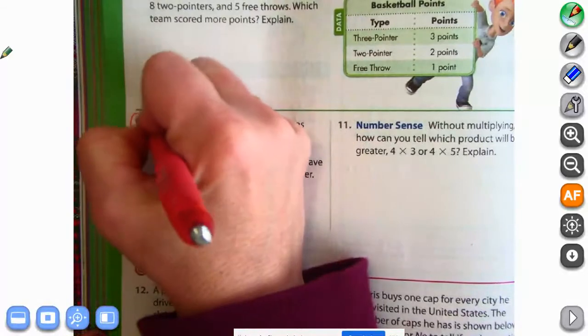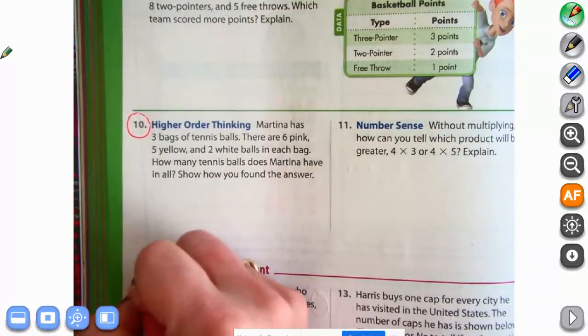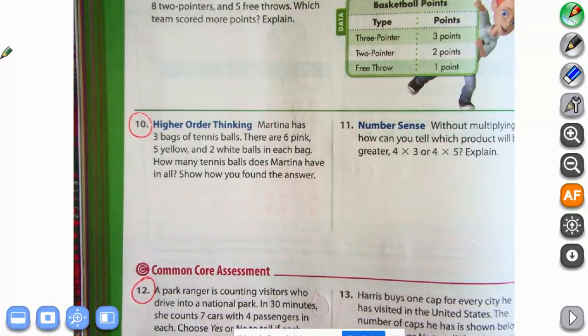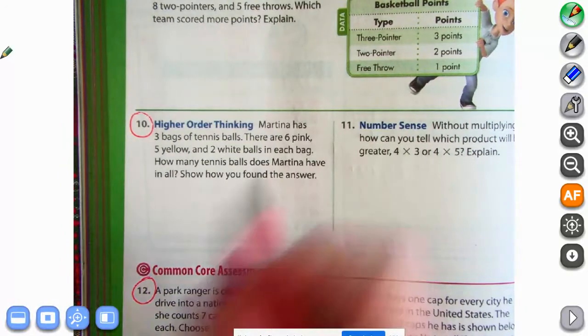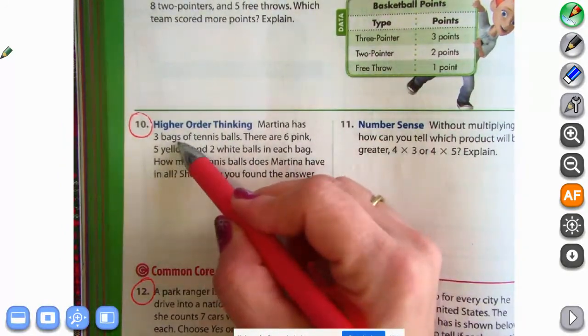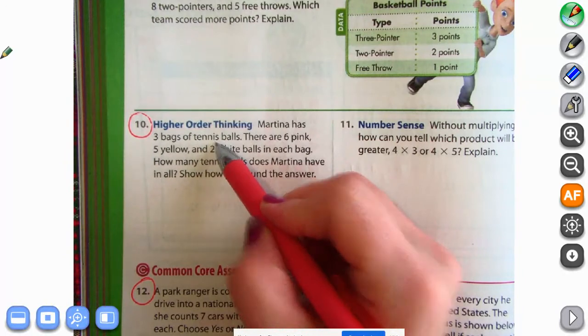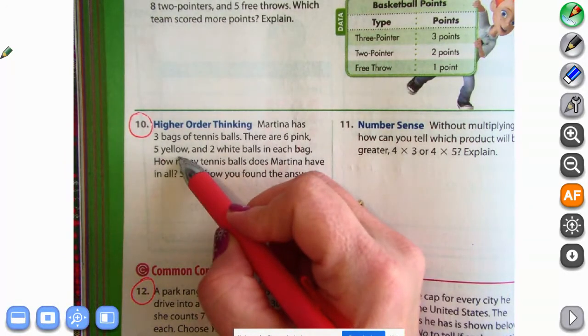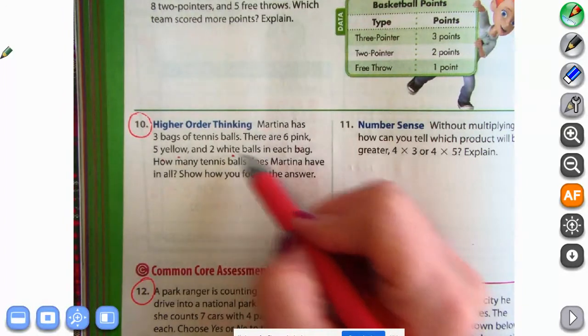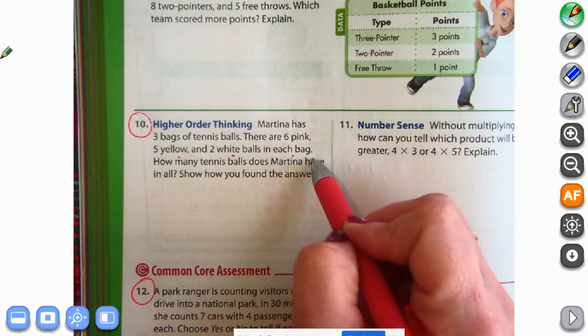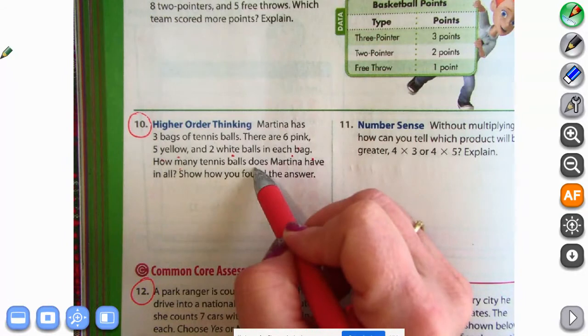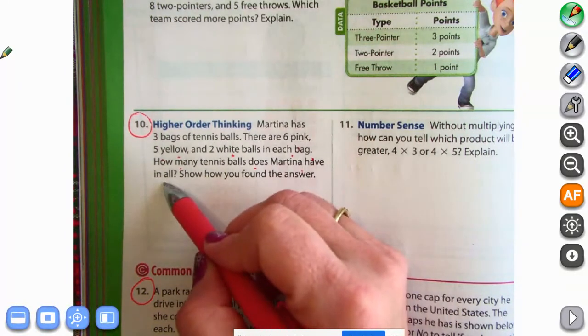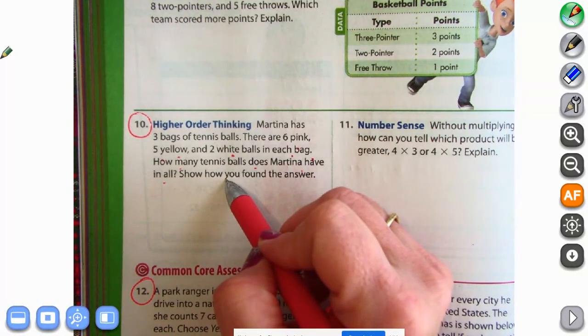All right, and now we're going to circle 10 and 12. Okay, let's read 10. Martina has 3 bags of tennis balls. There are 6 pink, 5 yellow, and 2 white balls in each bag. How many tennis balls does Martina have in all? Show how you found the answer.